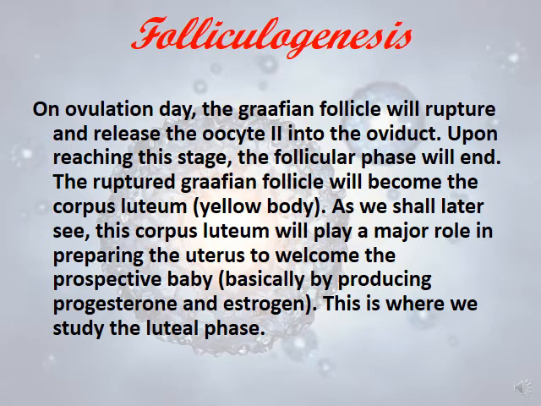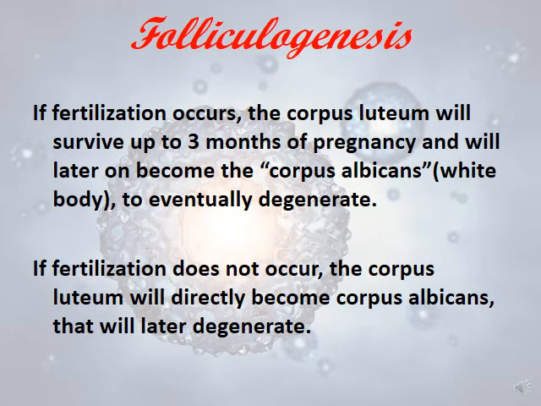This Corpus Luteum has an important role in preparing the uterus to welcome the baby by producing the hormones estrogen and progesterone. This is where we study the luteal phase, and we will talk about this later. If fertilization occurs, the Corpus Luteum will survive up to 3 months of pregnancy and will later become the Corpus Albicans, which is known as the white body, which will eventually degenerate.